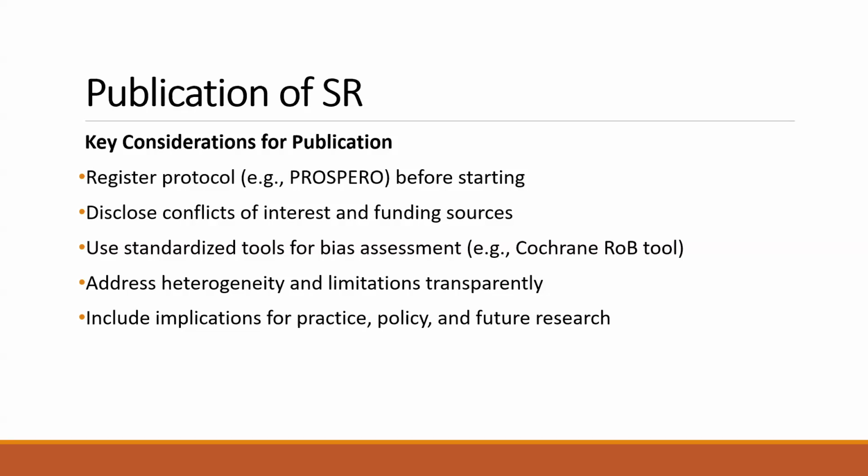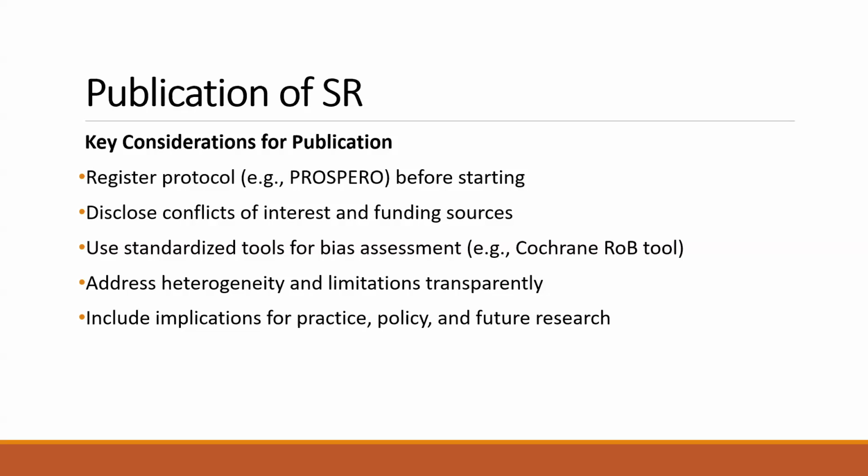Then always try to address heterogeneity and limitations transparently. Be open about why there was heterogeneity in your study, and what the limitations in your systematic review are. Okay, write in such a way that you will not write one or two paragraphs of limitations itself. Write two or three sentences maximum, conveying to the audience the major limitations you could find based on your systematic review.